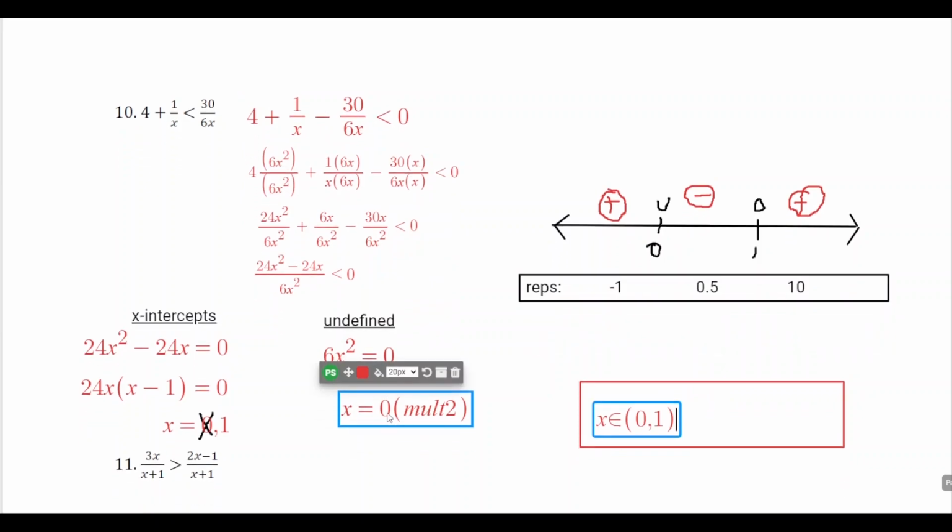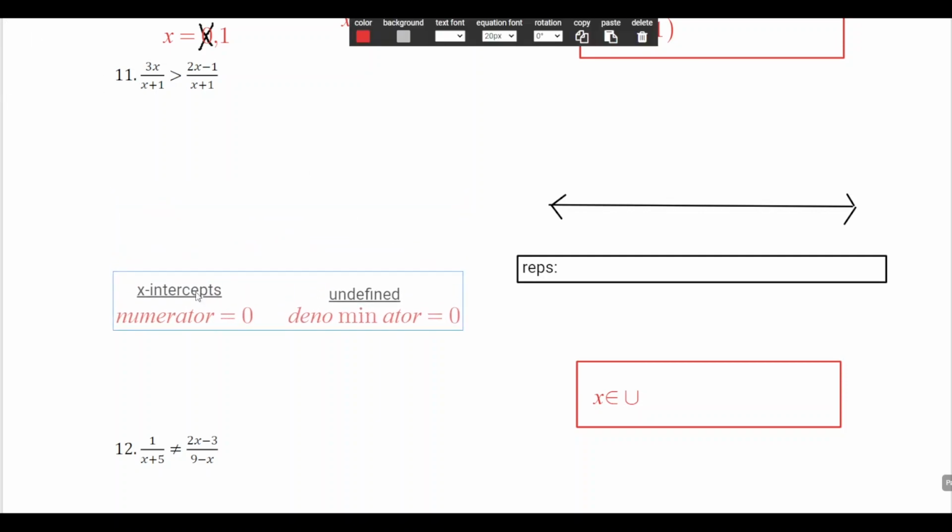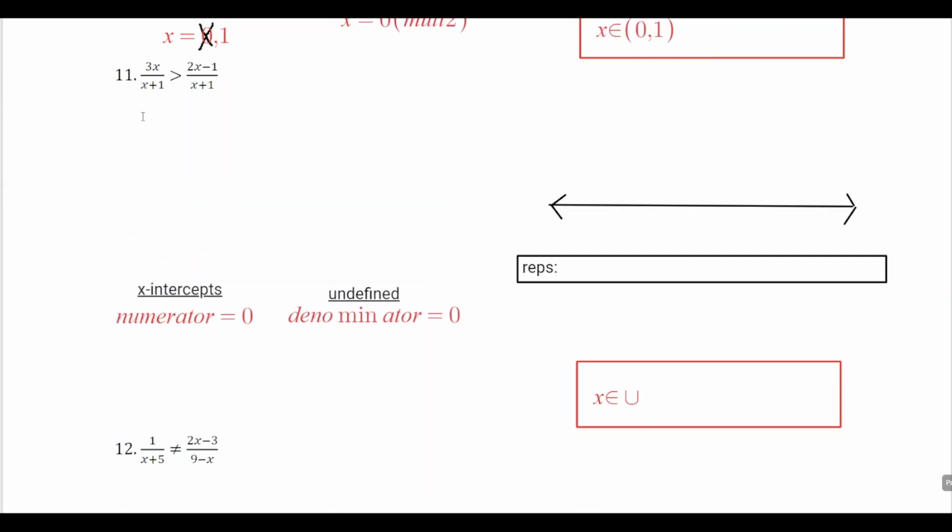All right, we've got 2 more problems, it looks like. So number 11, let's get that started. Okay, so for number 11, we do need to find a common denominator. We need to move everything to the left side. So we've got to do a little upfront work here, like in the last few problems.